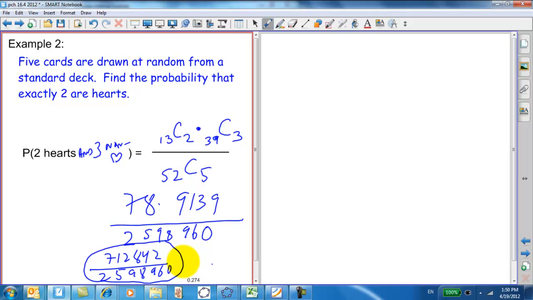This divided by your 2.6 million. The calculator gives a fully reduced answer of 9,139 over 33,320. And then if we do the diamond divide, we get 0.274. Check the answer in the book there. Okay? All right, now let's try another one.